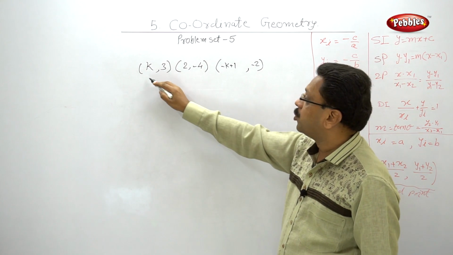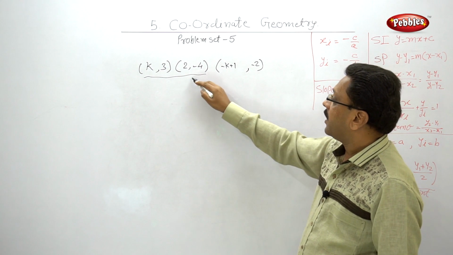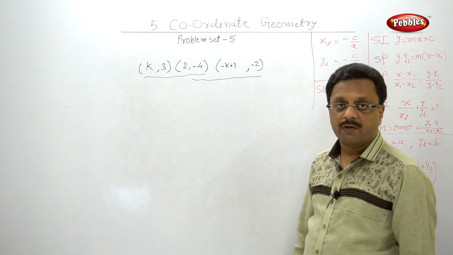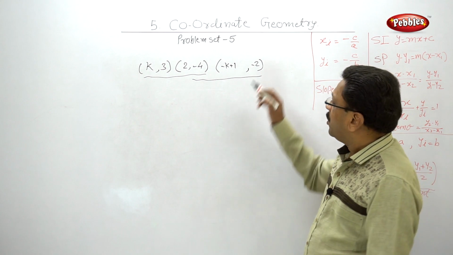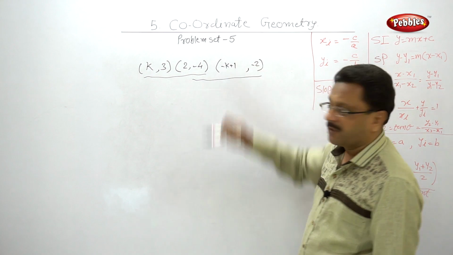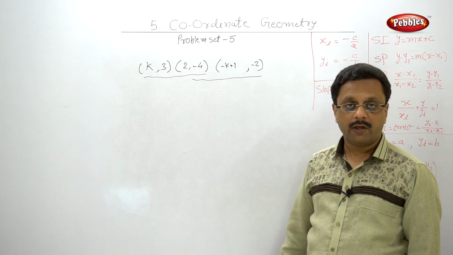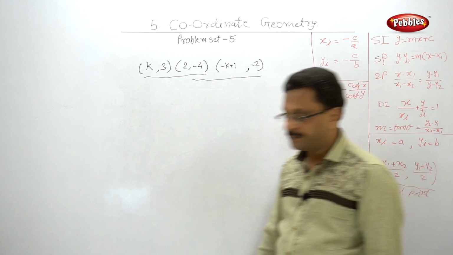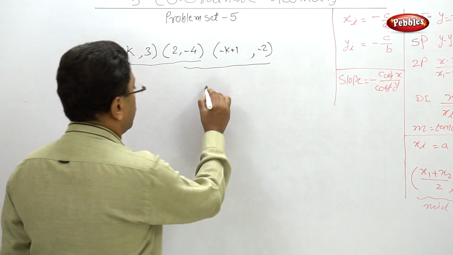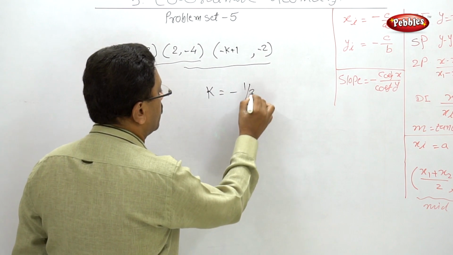We will find the slope of this line and then we will find the slope of this line. We will equate them and we will find the value of k. Don't get confused with minus k plus 1. This is just a figure. Okay. So please pause your video here and solve this. The value of k is minus 1 upon 3.